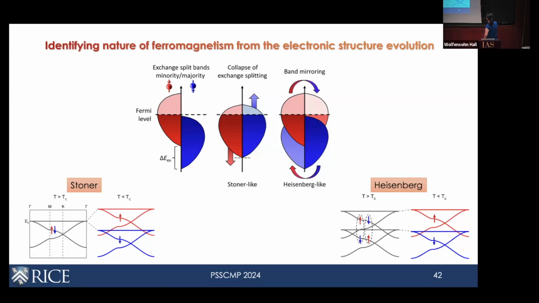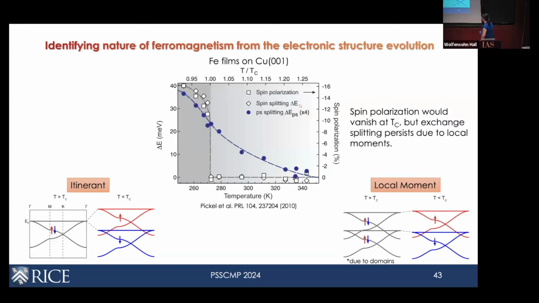So locally, you still have the up-down states, but macroscopically, the spin polarization of these bands will be washed out, right? So you can see that a direct way to distinguish the two cases is by ramping the temperature across the ordering temperature and seeing whether the spin splitting actually disappears, or how much actually disappears. And this has been commonly used to look at the nature of magnetic order.